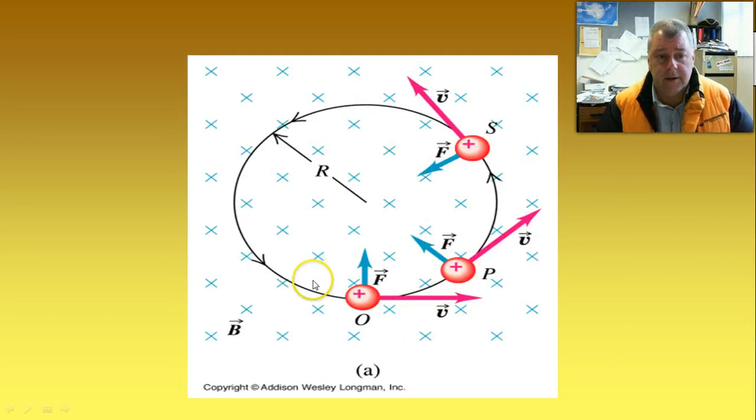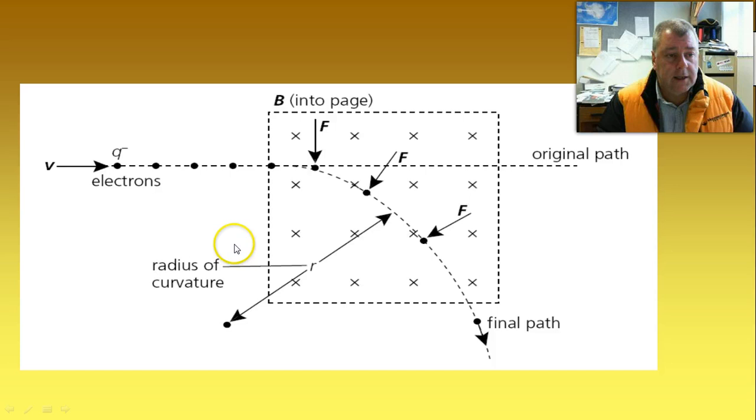And again, another diagram just showing that the force is always perpendicular, and therefore it's going to be circular motion, and it's going to be a circle with a radius. And again, another diagram. So here, electrons are coming in. They go on a straight path until they hit the magnetic field. Then they're curved, and that curvature may result in them exiting the magnetic field at a certain point, and it will have a radius of curvature.